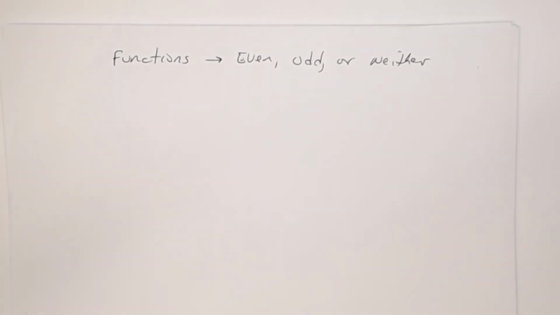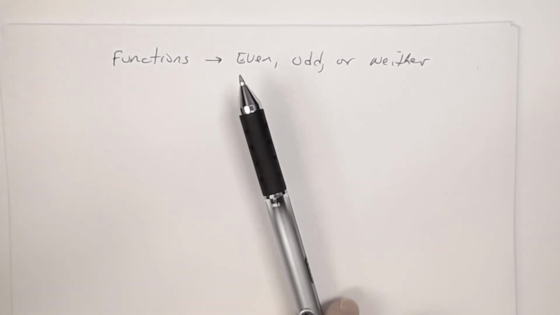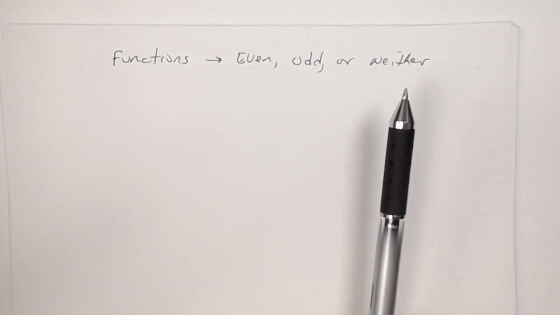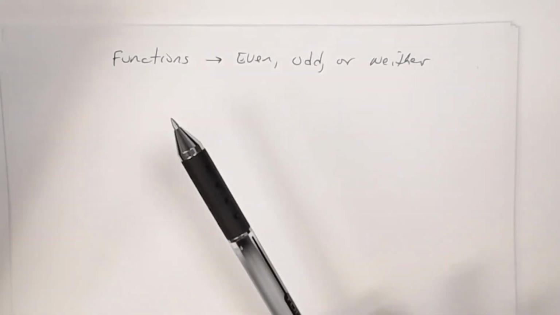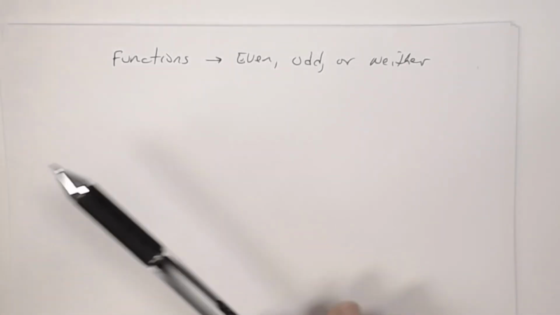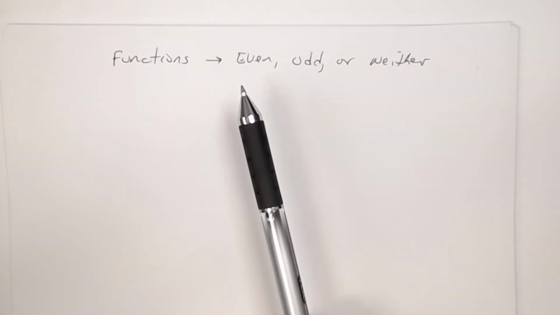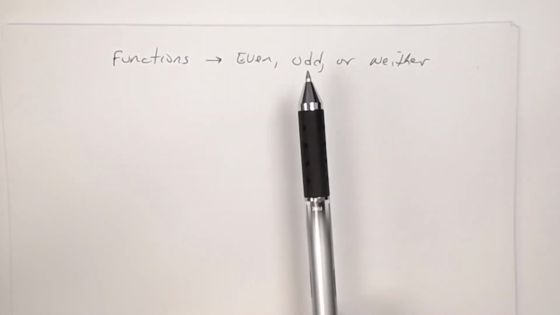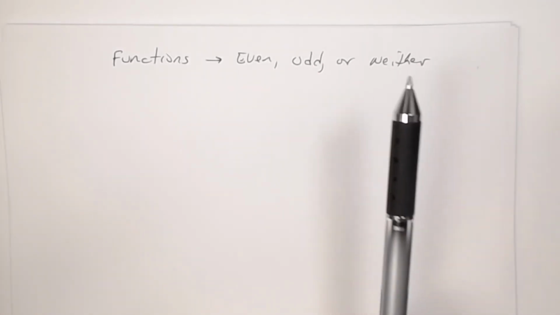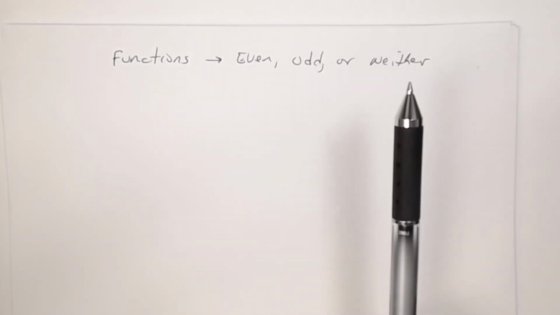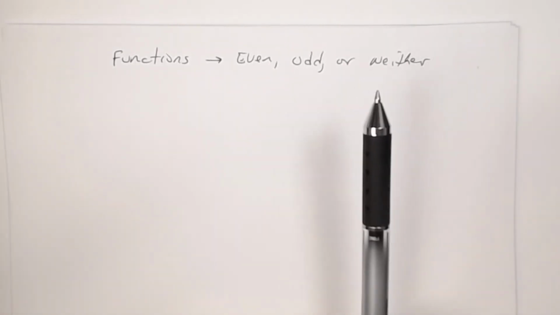In this lesson, we're going to classify functions as being either even, odd, or neither. Any function that you see, whether it's algebraic or a graph is given, you can determine if it's considered an even function or an odd function or neither. When we say the word neither, we mean neither even nor odd. So it's neither an even function nor an odd function. That's what that neither means.